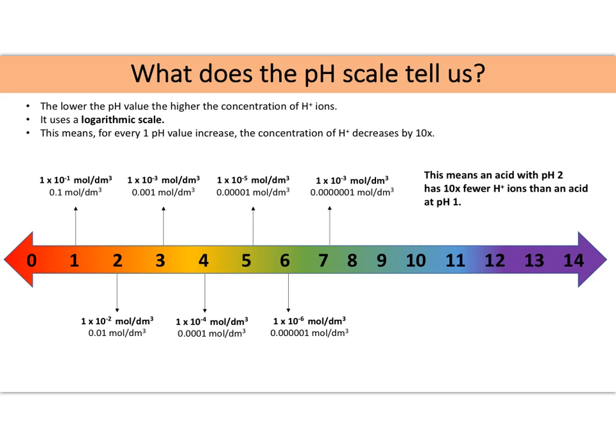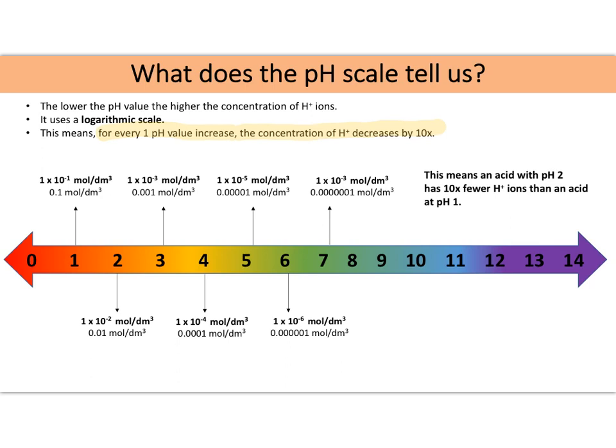And it's similar with pH. The difference between a pH of 1 and a pH of 2 is a 10 times difference of concentration. So it's a logarithmic scale. You need to know that it's called a logarithmic scale, but what you do need to know is that for every 1 pH value increase or decrease, the concentration of hydrogen ions changes by a factor of 10. You can see it's done in standard form here. A pH of 1 has a concentration of 1 times 10 to the minus 1 moles of hydrogen ions per decimetre cubed.